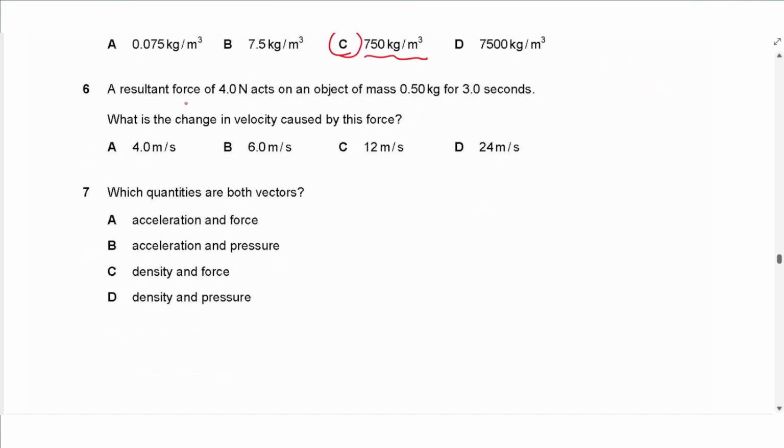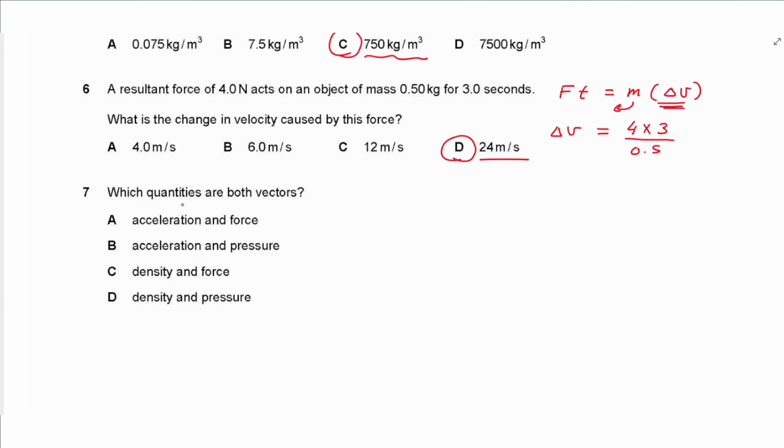Question 6 says a resultant force of 4 newtons acts on an object of mass 0.50 kilograms for 3 seconds. What is the change in velocity caused by this force? We can use the equation that the impulse is equal to force multiplied by time and is equal to the change in momentum, which is mass multiplied by the change in velocity, which is required in the question. So we can divide by mass, so the change in velocity is equal to the force, which is 4 newtons, multiplied by the time 3, divided by the mass, which is 0.5, and that gives an answer of 24 meters per second, so we choose D.